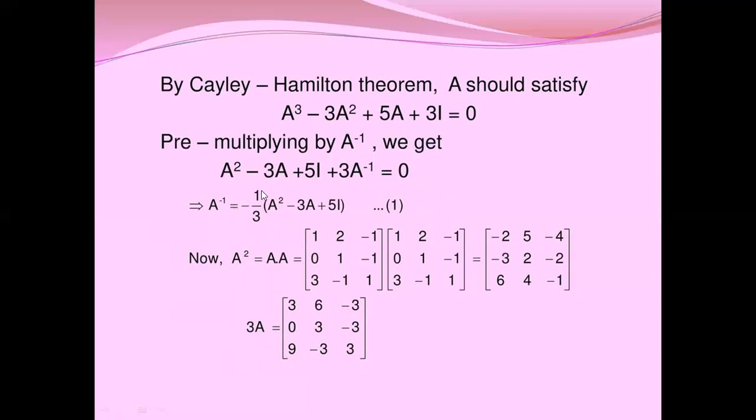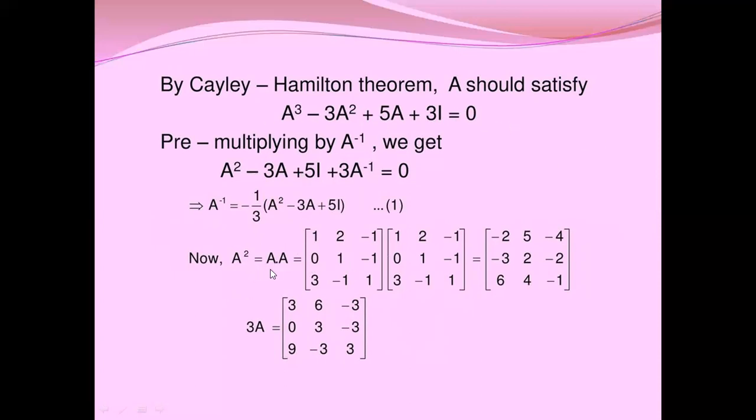A inverse equal to minus 1 by 3 into A square minus 3A plus 5I, which is the first equation. We get this equation by moving all the other terms to the right hand side and keeping 3A inverse on the left hand side. Then we send the 3 to the right hand side, which divides the whole equation, due to which we get this equation. So now we have to substitute the values in order to find the matrix.